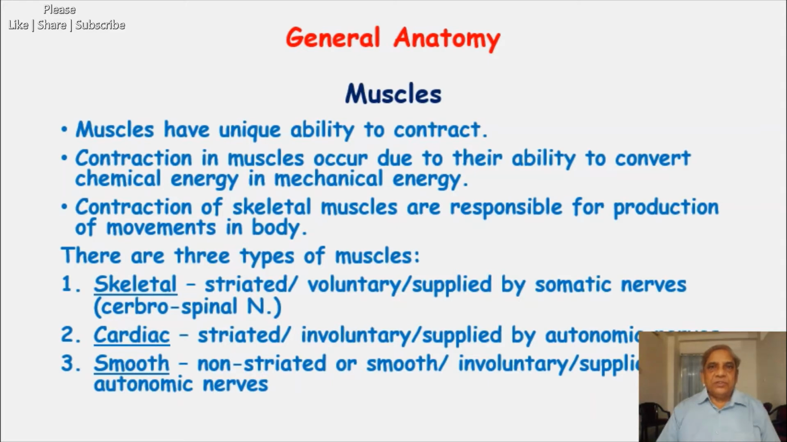Whenever more oxygen and blood is needed, the heart starts pumping more. That means the rate of the heart contraction increases, and then it may slow also. That is totally under the control of the autonomic nerves, so that's why it is called involuntary.